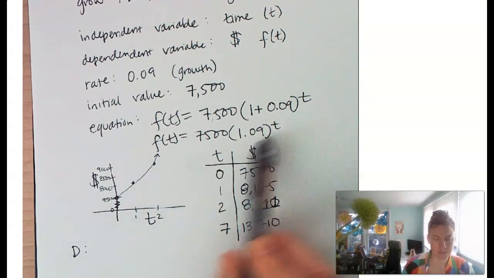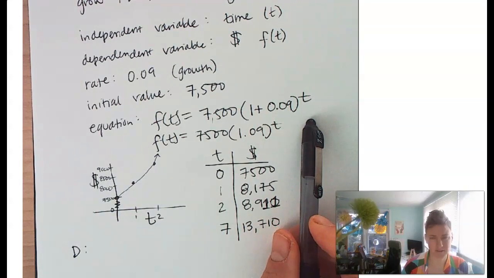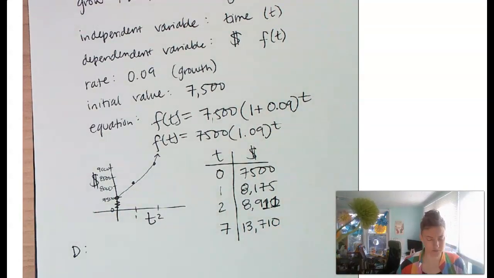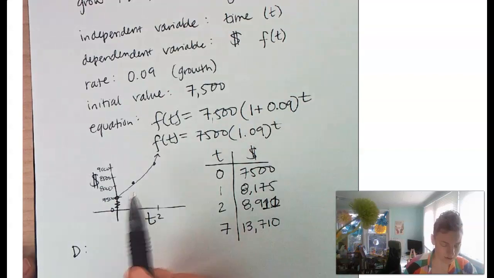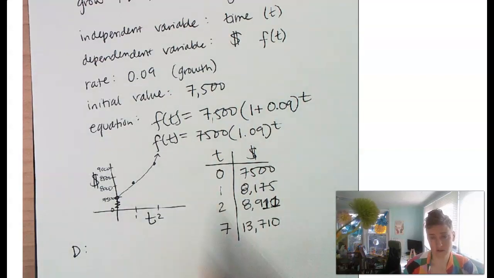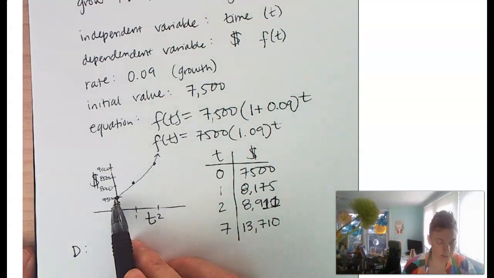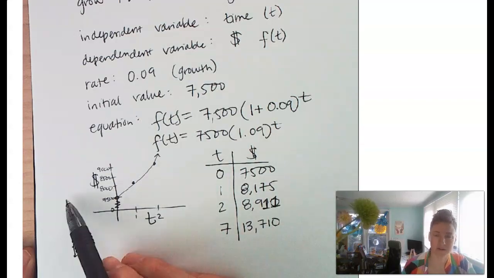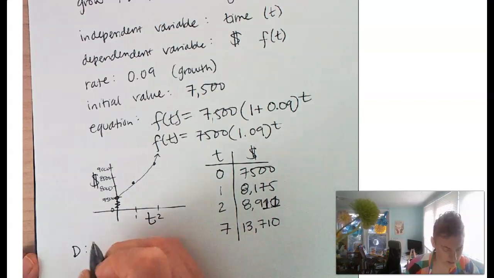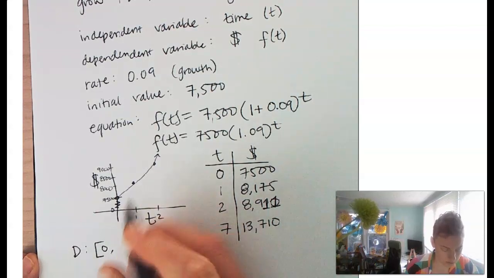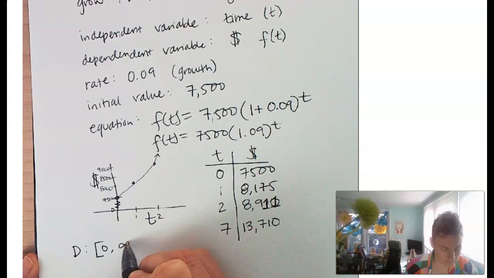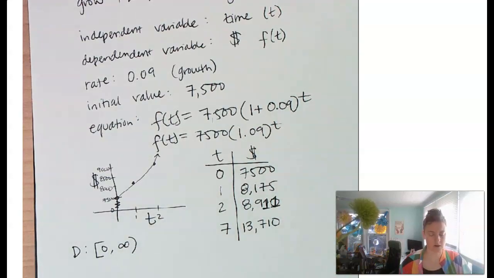Now, I don't have an upper limit on the time. I'm not saying I'm taking the money out at some sort of point. So this would continue on forever, theoretically, but even in theory, we're not going to go backwards in time. So our domain is going to be starting at 0, going up to infinity. Oh, infinity money! Think of the power!